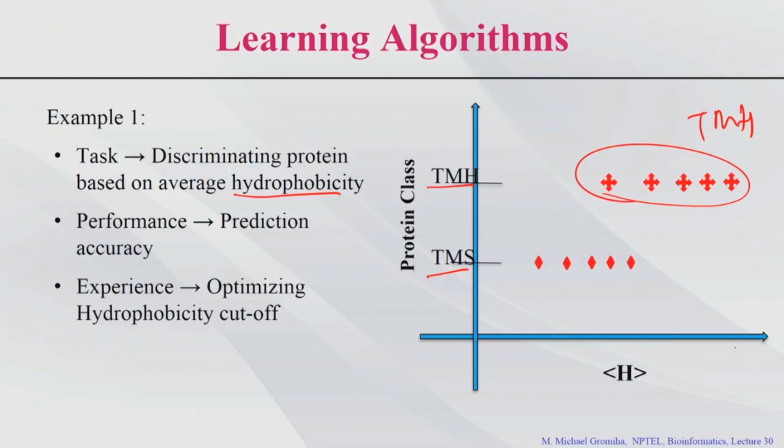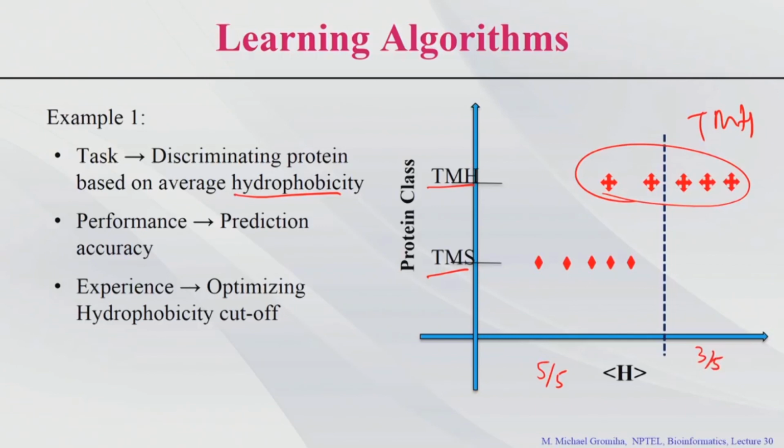You can set any threshold, and for that threshold you can see whether you get better performance or not. Put a line here. How about the prediction performance for TMS? It is 5 out of 5, all 5 can be predicted, because on the left side you see the TMS and on the right side you see the TMH. Here TMS is 5 by 5, and for the TMH it is 3 by 5.